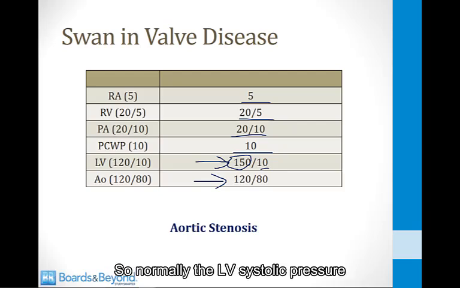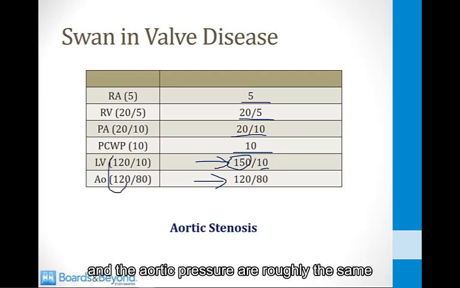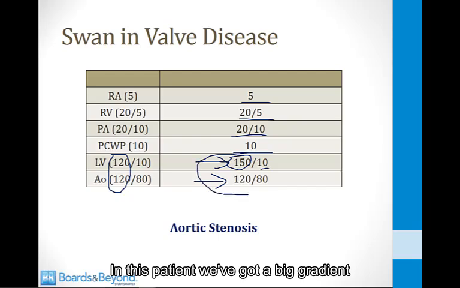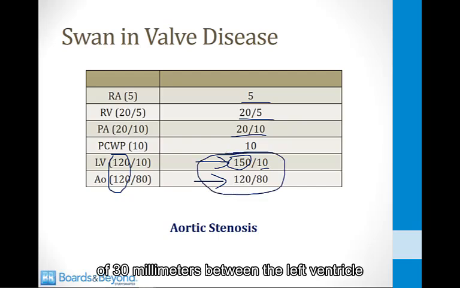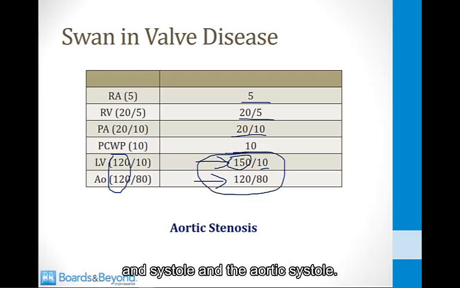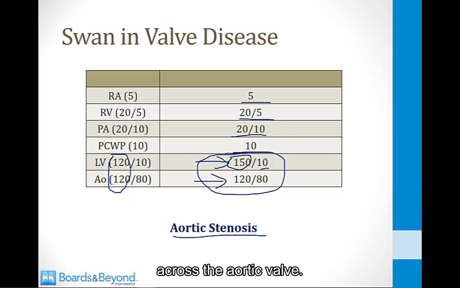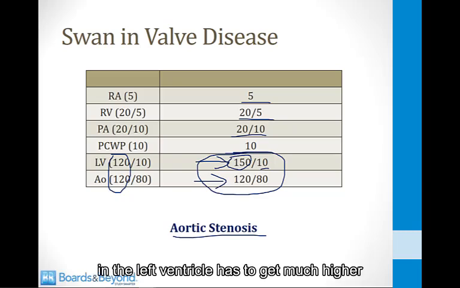So normally, the LV systolic pressure and aortic pressure are roughly the same because it takes very little pressure difference to open the aortic valve. In this patient, we've got a big gradient of 30 millimeters between the left ventricle in systole and the aorta in systole, and that's because there is obstruction to flow across the aortic valve. Another way to think about this is the pressure in the left ventricle has to get much higher than the pressure in the aorta in order for the aortic valve to open and blood begin to flow into the aorta.